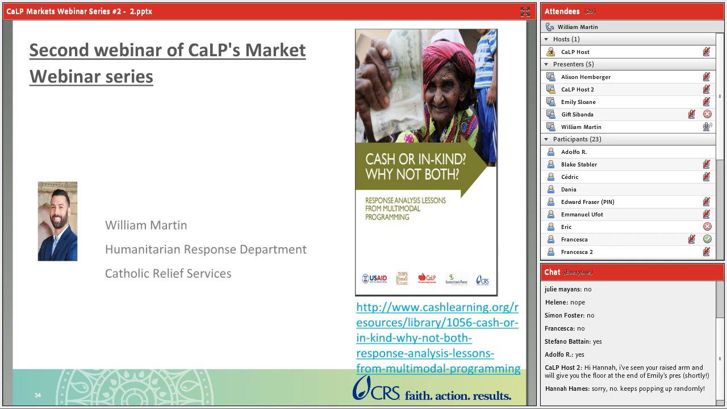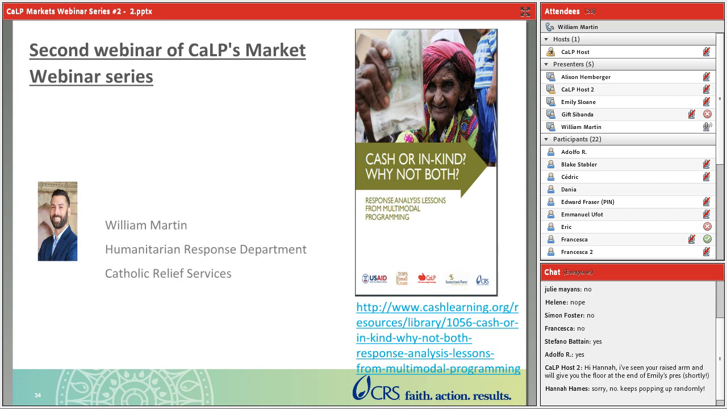We wanted to present quickly on a paper we published recently in July, with the Top Small grant funding, on multimodal response. The paper is called Cash or In Kind, Why Not Both? Response analysis lessons from multimodal programming. If you want the full paper, you can see the link at the bottom, and you can go on Cash Learning on the CALP website to find the paper.